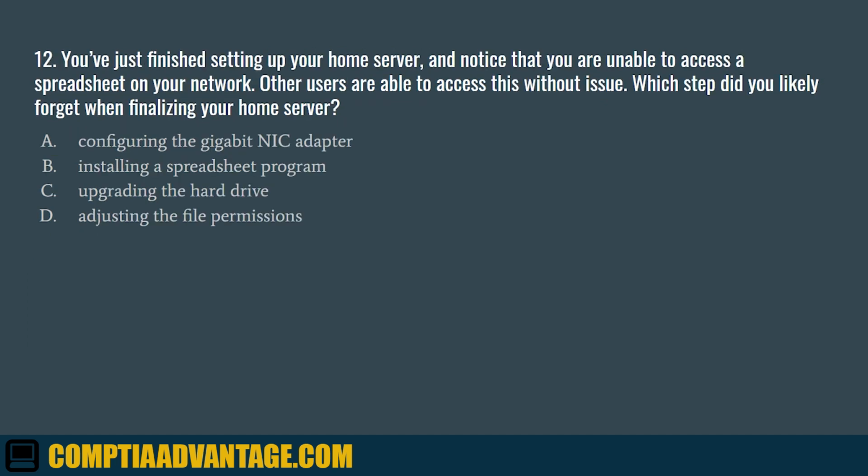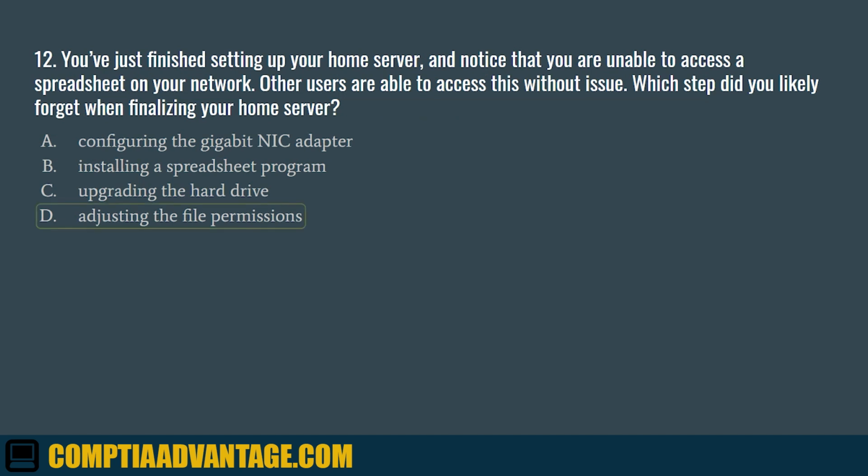Question 12. You've just finished setting up your home server and notice that you are unable to access a spreadsheet on your network. Other users are able to access this without issue. Which step did you likely forget when finalizing your home server? A. Configuring the gigabit NIC adapter. B. Installing a spreadsheet program. C. Upgrading the hard drive. D. Adjusting the file permissions.